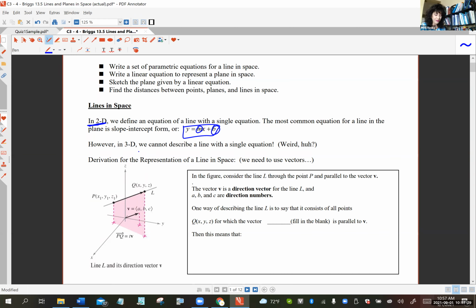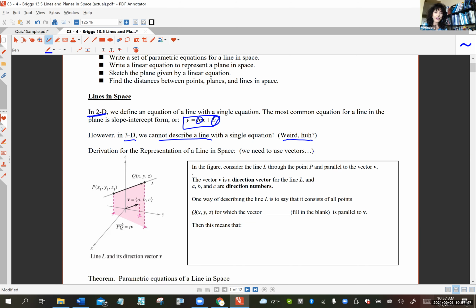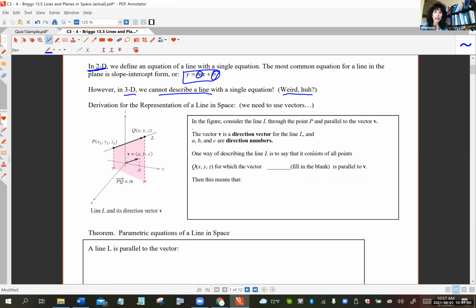But the bad news is in 3D, we cannot describe a line with just one equation, just like we did in 2D. Weird, huh? Well, how many equations are we going to need to just represent one line in space? That's a good question, and we'll answer that shortly. So keep your eye on the ball, and when I finish up, count how many equations total I need to wrap into one big package just to represent one line in space. Here we go. Here's the derivation, folks. Are you excited? Yeah. Woo! I love it.